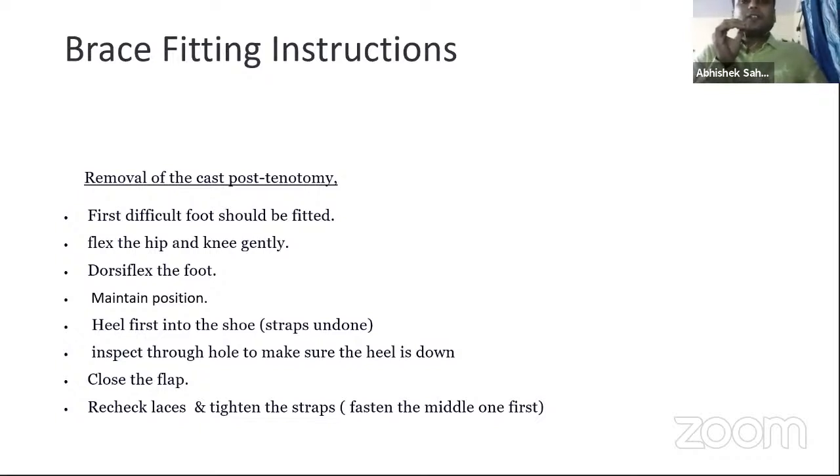Push the heel first into the shoe with the straps undone, and inspect through the medial hole to make sure that the heel is down, and close the flap, the upper one, and recheck the laces or the straps and tighten the strap. In some of the braces which I'm going to describe, we normally fasten the middle one first, followed by the distal one, and followed by the proximal one.